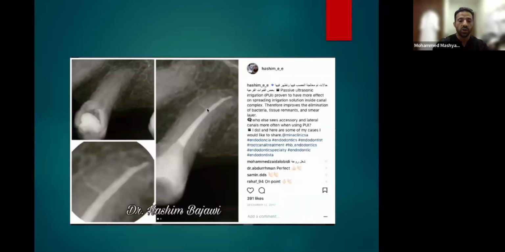Also, we should be aware of lateral canals. However, lateral and accessory canals are not something you can go into with your file, but you will address them with your irrigation solution and obturation later.